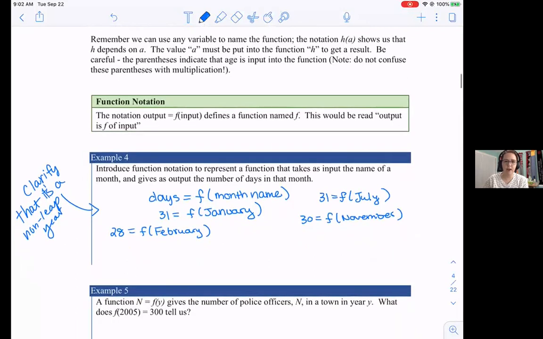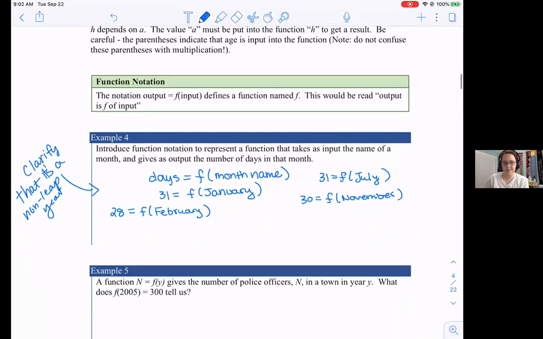Roxy, you never heard that rhyme? 30 days has September, April, June, and November. That's how I remember it.